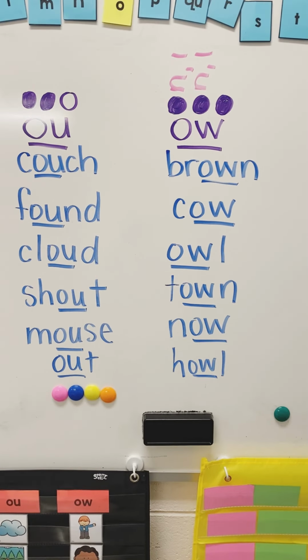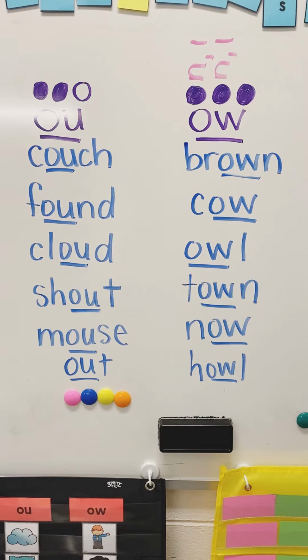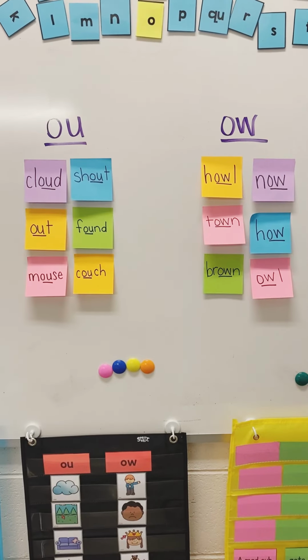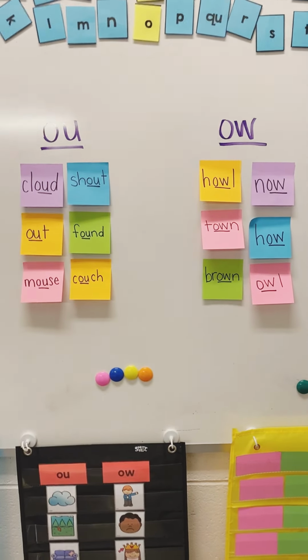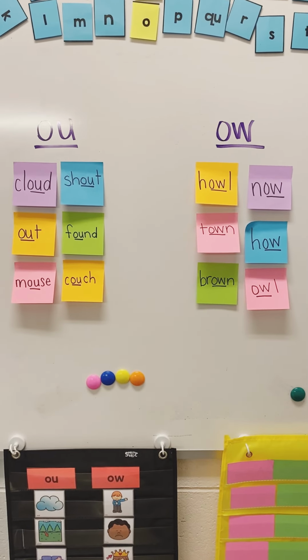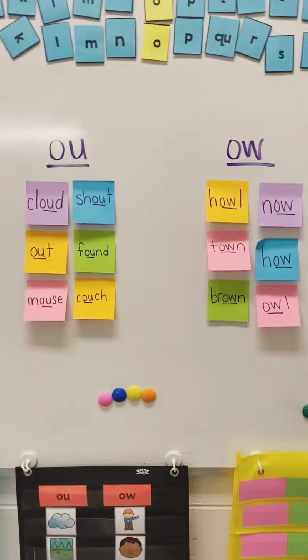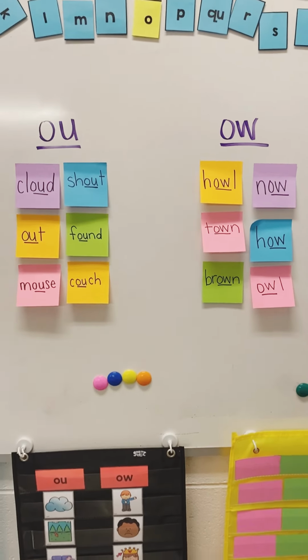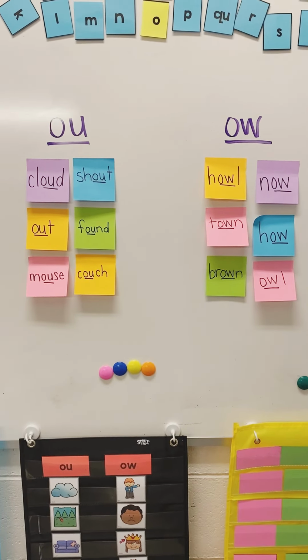This ends up being kind of a long lesson, so you can break it up into more than one day if you'd like. If you want to make it more like an investigation, you can put words on sticky notes, and first you would go through and have them mixed up, and you would read them and sort them into OU and OW. And then what you could do is you could say, let's look for some patterns here.